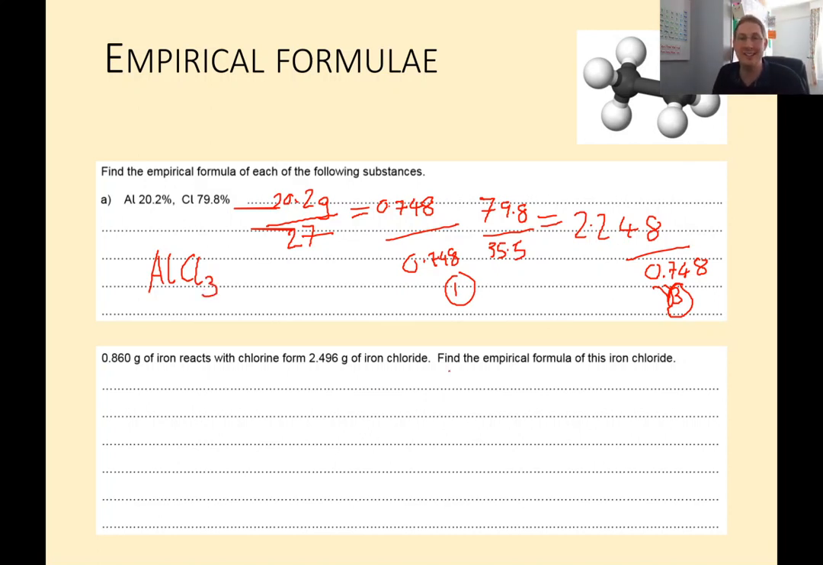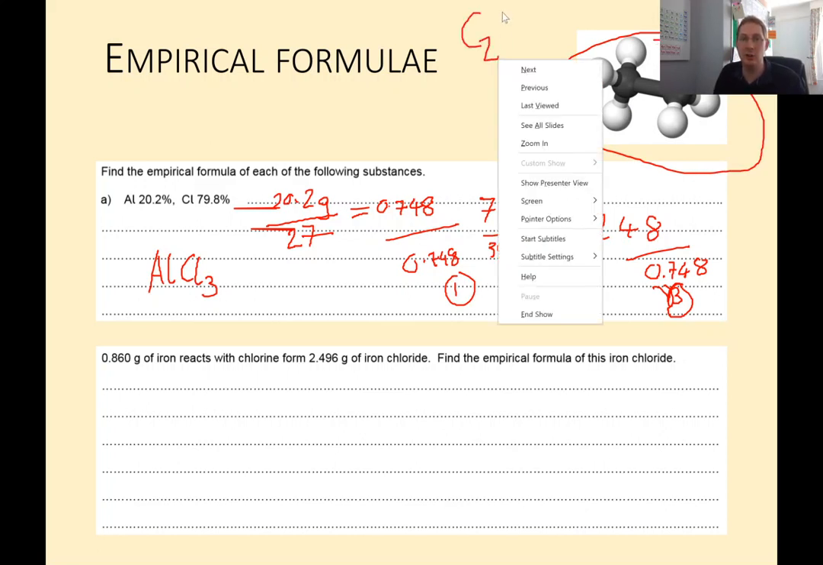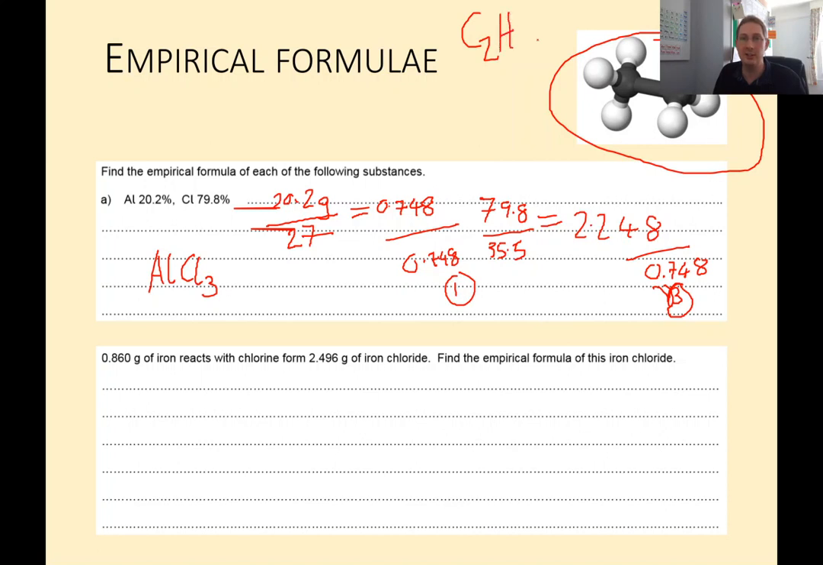It might not necessarily be the actual formula of the molecule. As an example, look at ethane up here. The molecular formula is C2H6, but in terms of a ratio, the empirical formula is CH3. And again, the same might be true of this aluminium trichloride. We know it can pair up. It might be Al2Cl6.